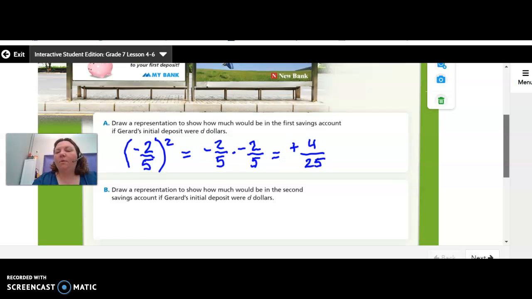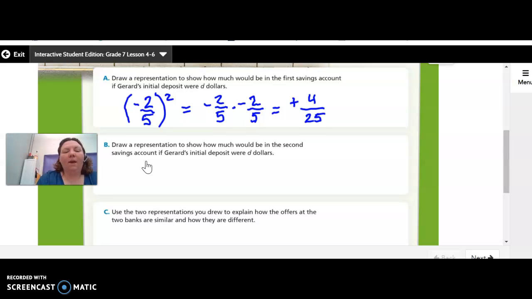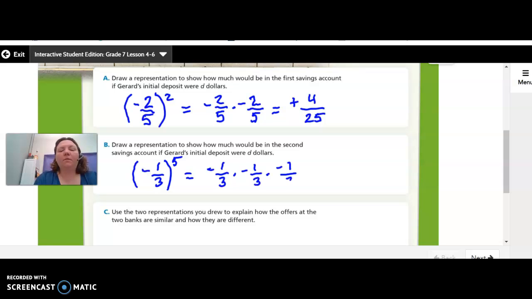And we also reviewed one where the negative did not go away. So let's also review negative 1/3 to the 5th power. We won't actually work this one all the way out. I just want to remind us what happens with those negative signs. So negative 1/3 to the 5th power is negative 1/3 times negative 1/3 times negative 1/3 times negative 1/3 times negative 1/3. It multiplies by itself 5 times.